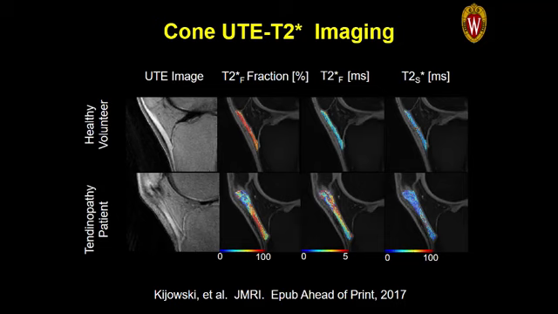This slide shows a clinical application of this technique. This is a patient with patellar tendinopathy. Note in the proximal patellar tendon, there's a focal area of decreased fraction of the macromolecular bound fast relaxing water component with an increase in the T2 relaxation time of this fast water component when compared to the healthy volunteer.